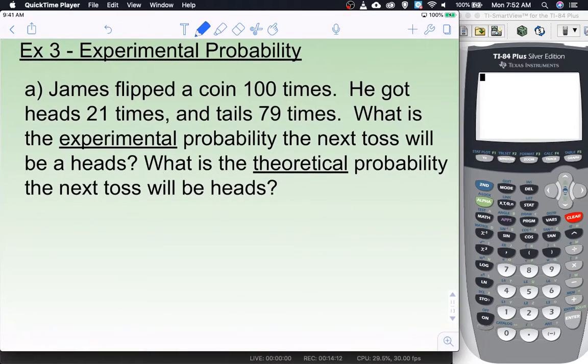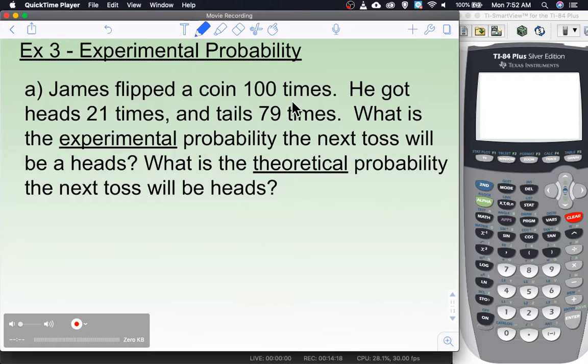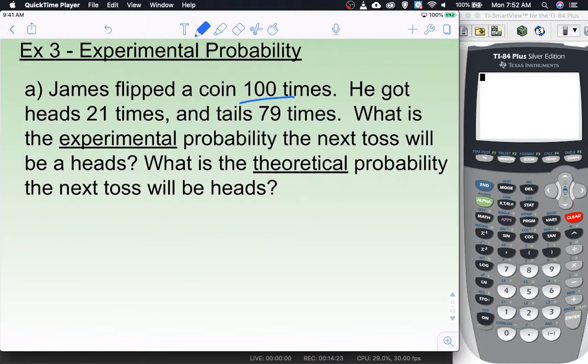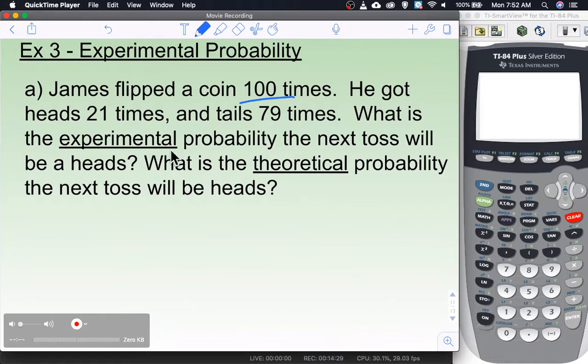Experimental probability is based on what has already happened. It says here, James has flipped a coin 100 times. He got heads 21 times and tails 79 times. What is the experimental probability the next toss will be heads? What is the theoretical probability the next toss will be heads?